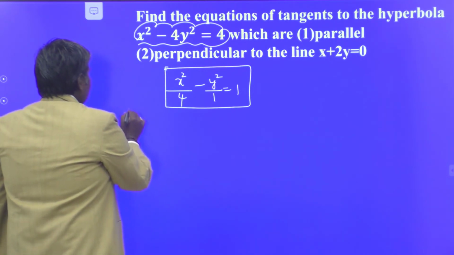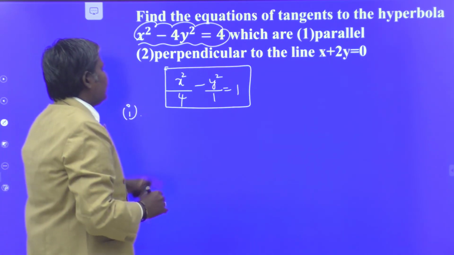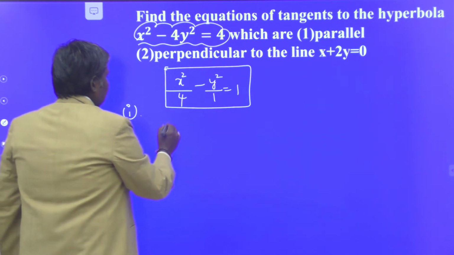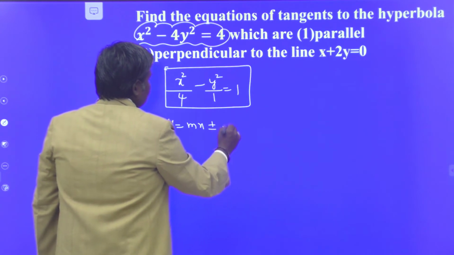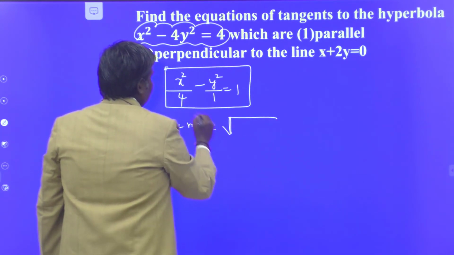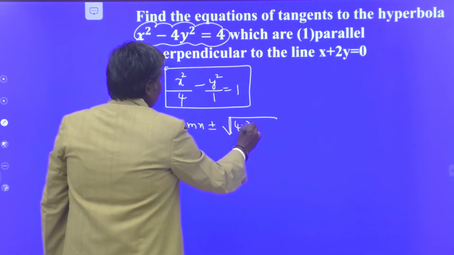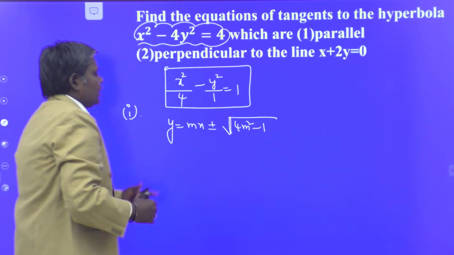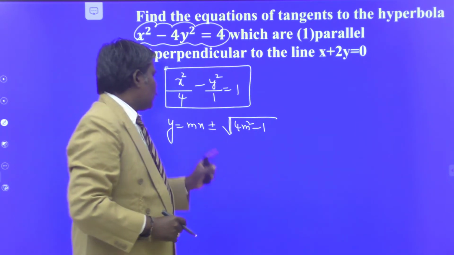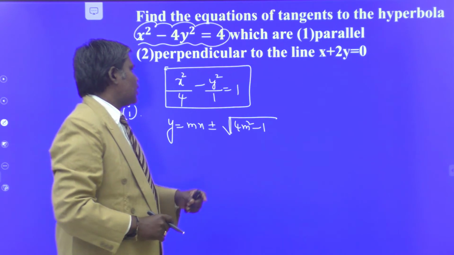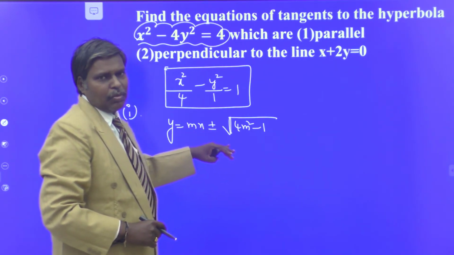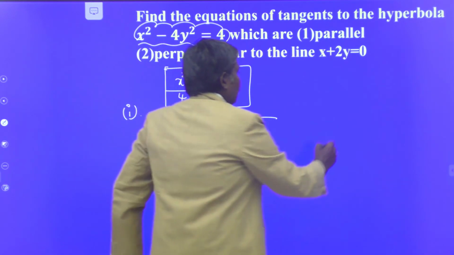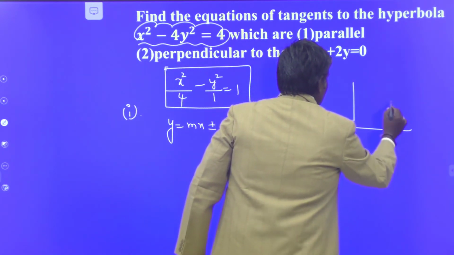Now, we know that the equation of any tangent to this hyperbola is what? y equals mx plus or minus root of a square m square minus b square, that means root of 4m square minus b square, is any tangent to the hyperbola. We know that. Now, this is your hyperbola.